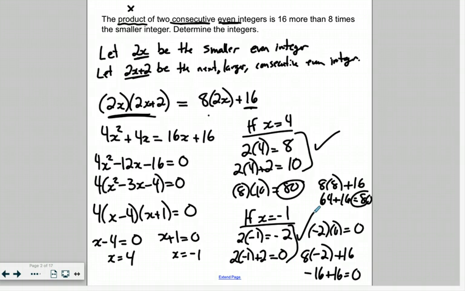Right, so there's two solutions to this, right, in that the integers are either 8 and 10, or the integers are negative 2 and 0. Right? Had they defined the question, maybe it was only positive even integers, then we can disregard the second option.